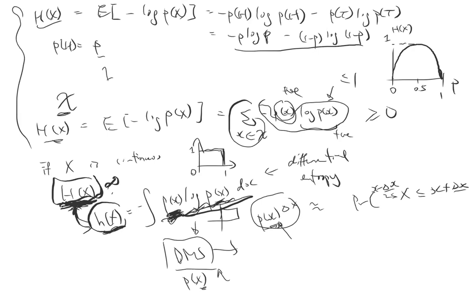But anyway, we'll get to that later on. Maybe it's good to still give a remark here. Know that for a discrete random variable, we say H(X). From here, we see that H(X) has to be bigger than or equal to zero, right?